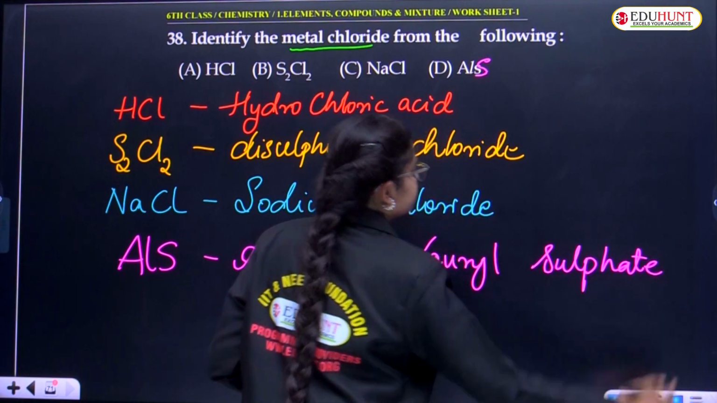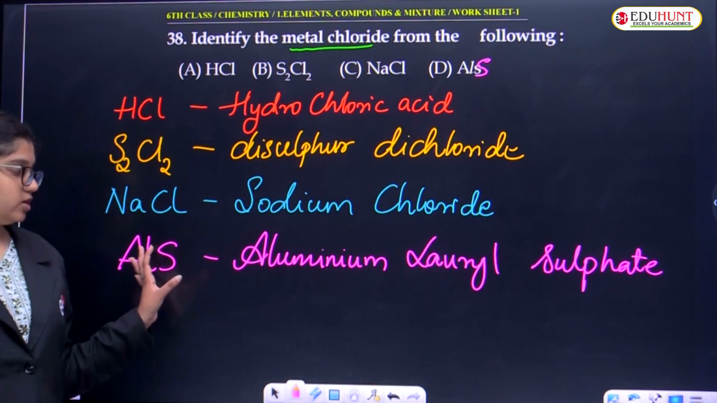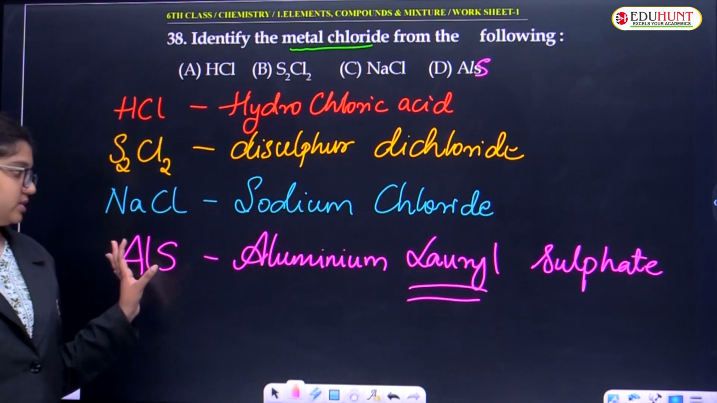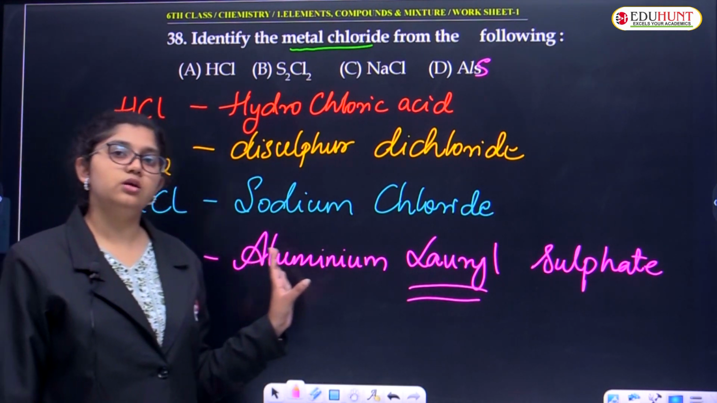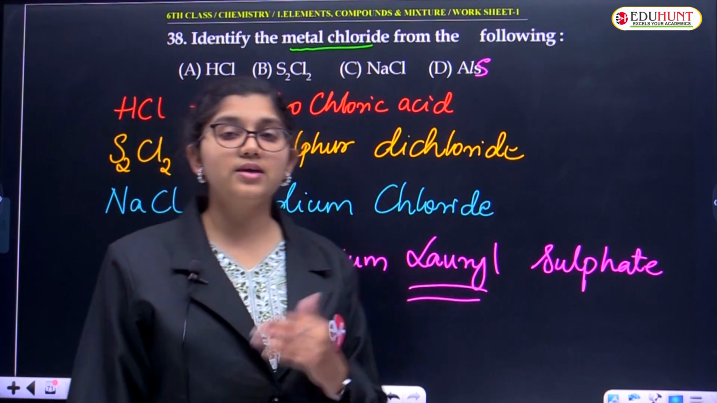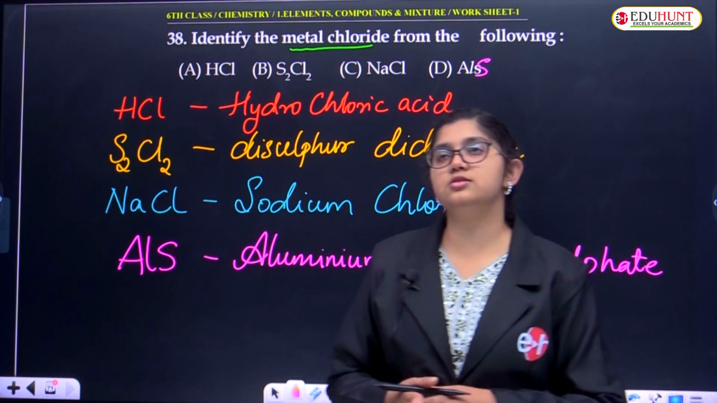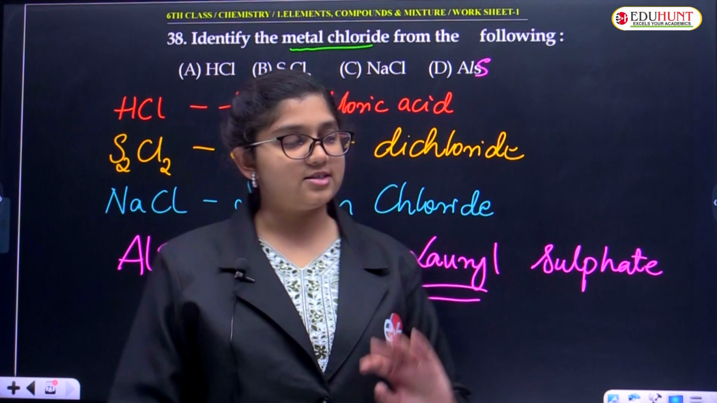Aluminium lauryl sulfate. Children, here it is having a special indication, ammonium lauryl sulfate, which means that particular compound is acting as a foaming agent. In the sense, we can use it for shampoos, body washes, and cleansers. Okay, all these things. Okay, fine.